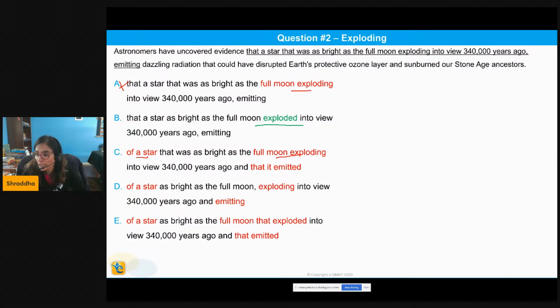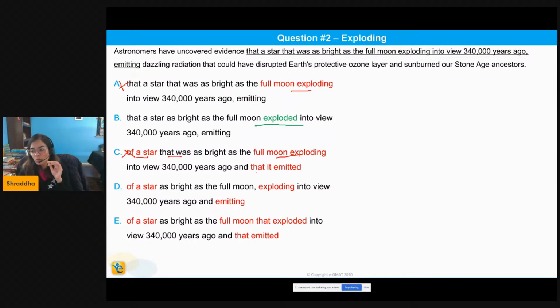Full moon exploding into the view, and that it emitted. Again, the parallel list over here is that was bright as the moon and that it emitted, which again does not fall in place in choice C. So choice C is also incorrect. Again, as full moon of a star as bright as the full moon exploding into view.